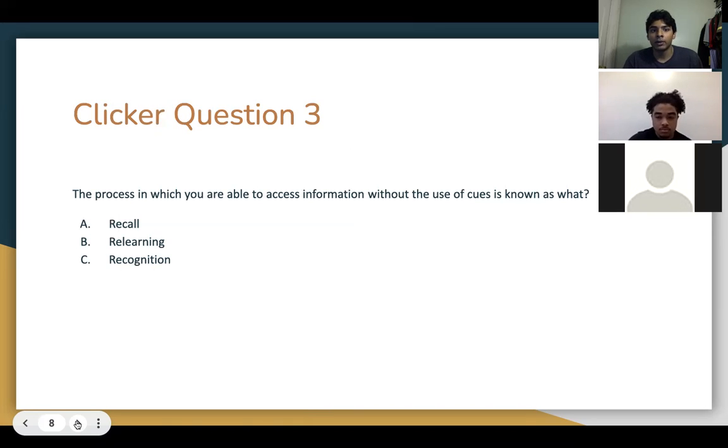So clicker question number 3, what's the process in which you're able to access information without the use of cues? The answer for that is recall.